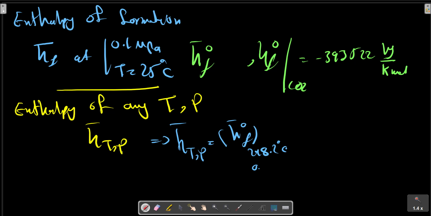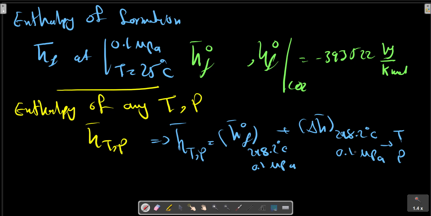at 25 degrees centigrade and pressure equal to 1/10 megapascal, plus the enthalpy change to T and P, where the term delta H bar represents the difference in enthalpy between any given state and the enthalpy of ideal gas at temperature 25 degrees centigrade and pressure 1/10 megapascal.